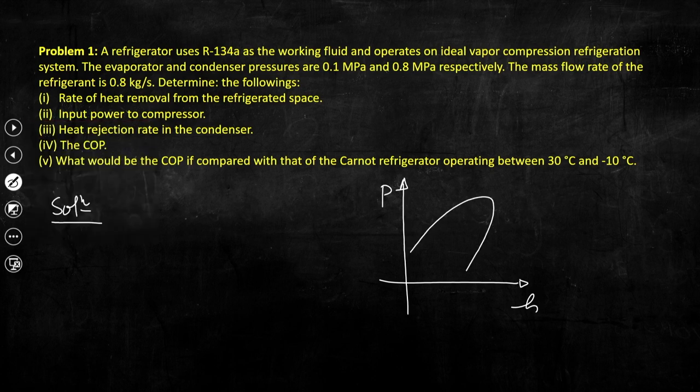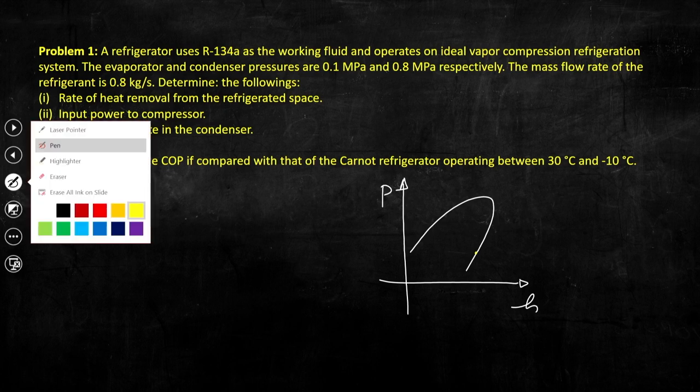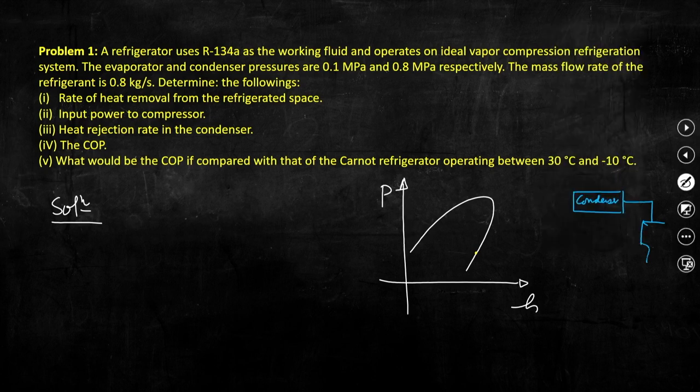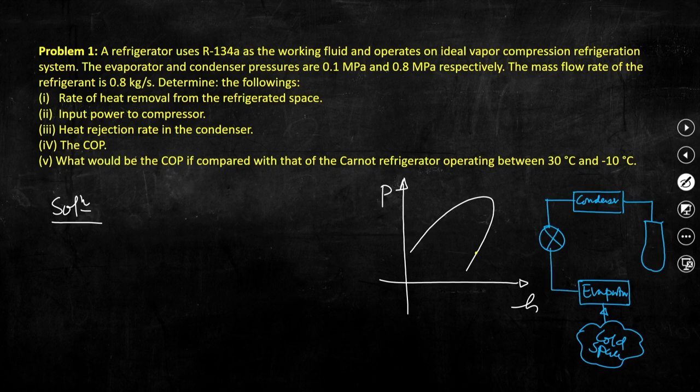So, now as I mentioned, if we try to draw the schematic of this particular cycle, so this is condenser, so this is condenser, this is evaporator extracting heat from this cold space, and that is throttle valve.